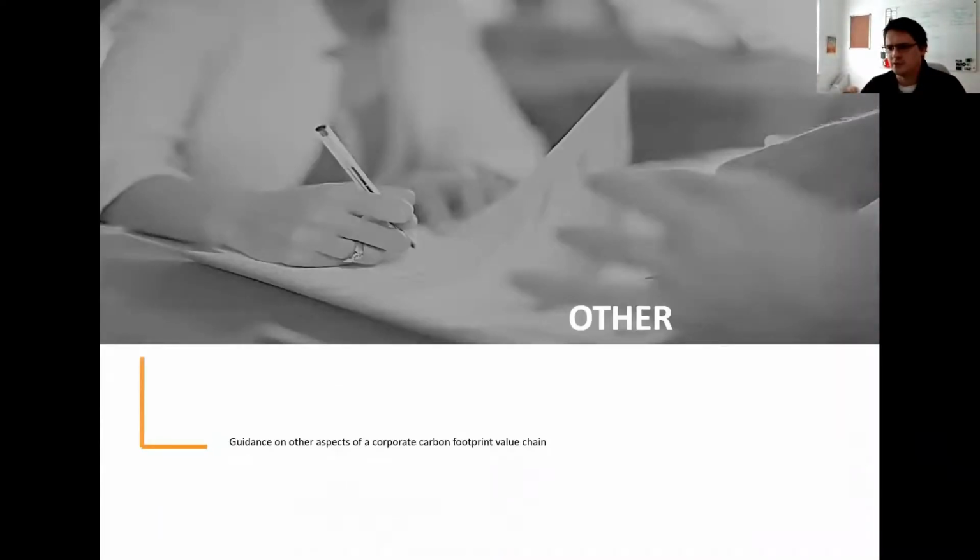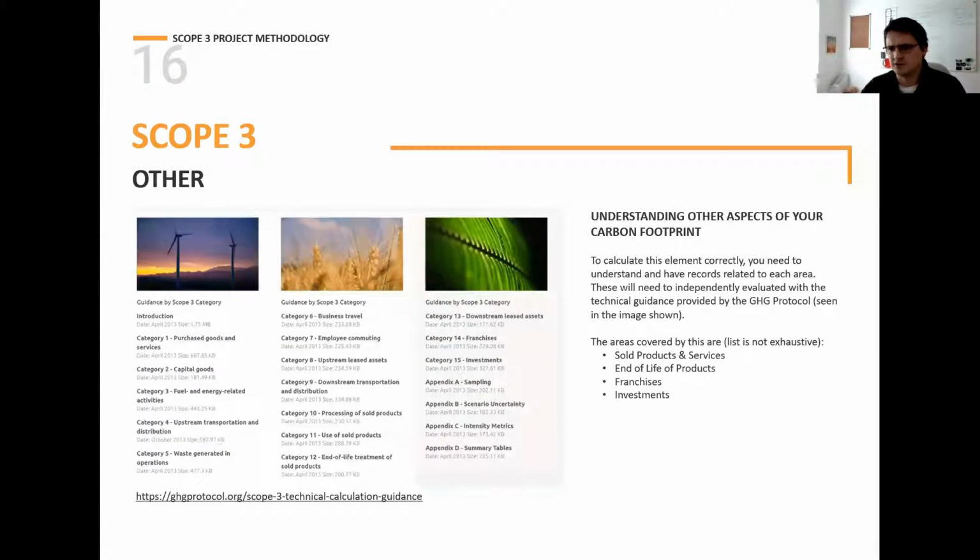Just finally, in terms of the final section, these are the 15 categories of the GHG protocol I was mentioning, but you need more detailed guidance specifically around topics around sold products, end of life, franchises, investments. Honestly, if you've got those kind of things that you're diving into detail, you probably should engage a consultant of some form. They are more complex topics.